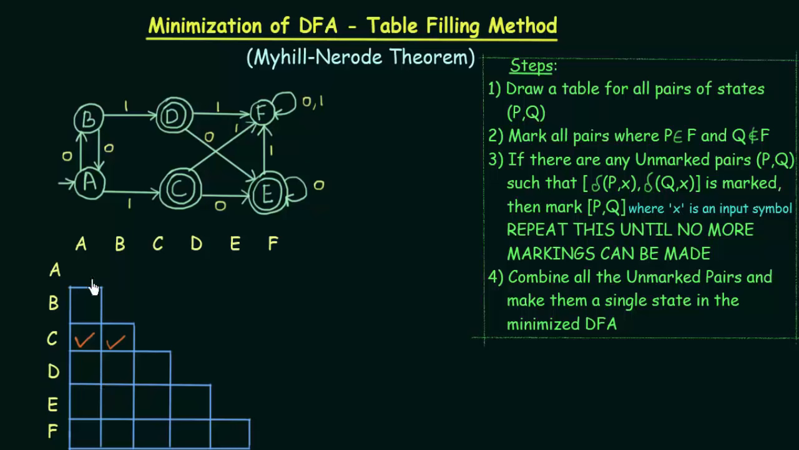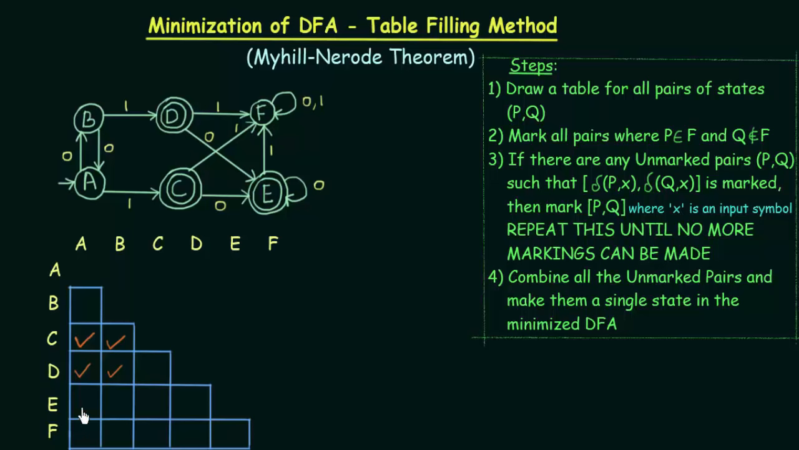So let us look at this one. This is DA. D and A. D is a final state, A is a non-final state. So mark it. And this is DB. D and B. D is final, B is non-final. Mark it. And look at this one. This is DC. D and C. Both of them are final states, so you cannot mark it.